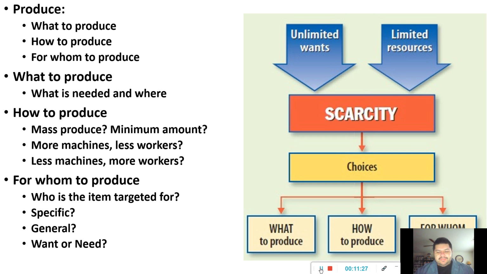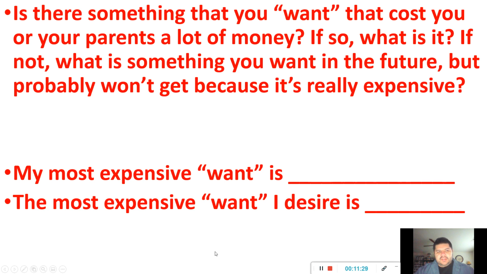So here's your first question. Is there something that you want that costs either you or your parents a lot of money? Remember, it's a want. What's a want that you're like, oh, I want that so bad, but it's really, really expensive? Think to yourself for a couple minutes. If you cannot think of anything, think about something in the future that you would want, but again, it's going to be really expensive. So think of a want. Take a couple minutes, pause the video so you can answer the question, but we're going to be moving on in 3, 2, 1.